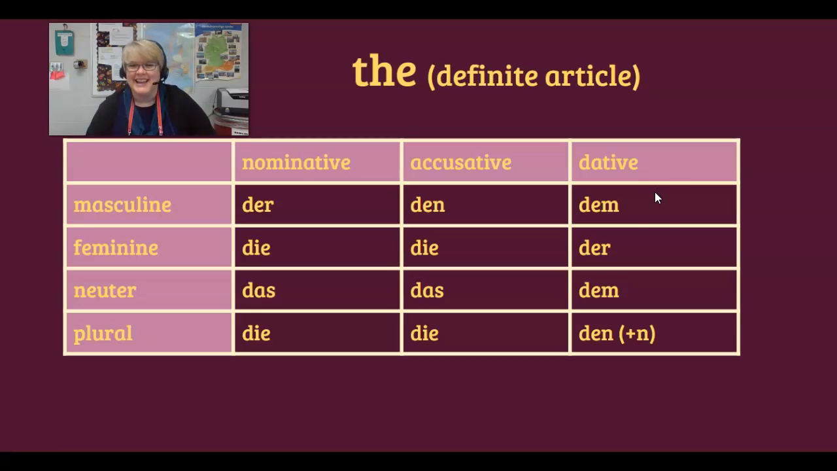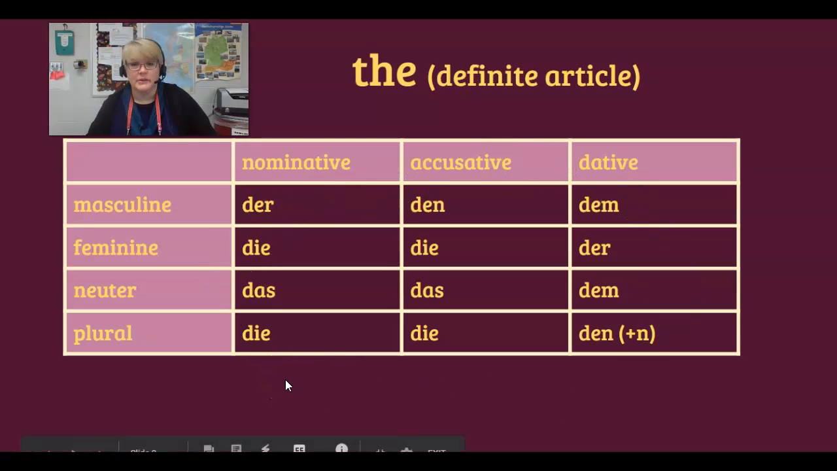Dative case. And in dative case, everything is going to be different. So, masculine dative, der changes to dem. Feminine, die changes to der. Neuter, das changes to dem. And plural, die changes to den, and you put an N on the end of the noun. Okay? So all these words mean the.